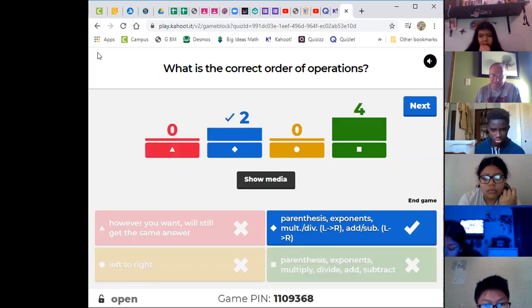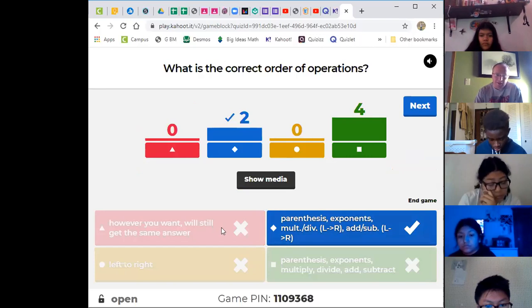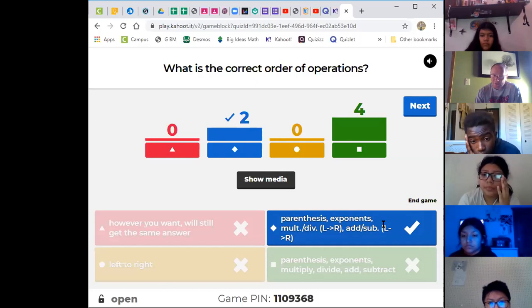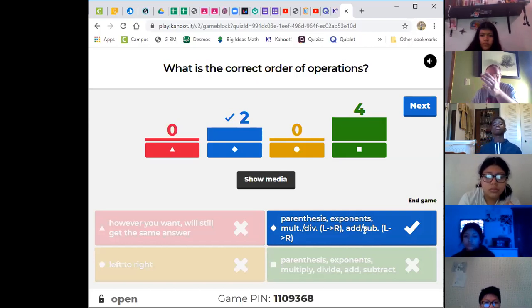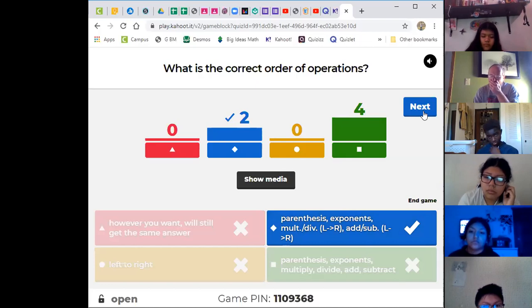All right, this is a tricky one. Remember that multiplication and division go together and addition and subtraction go together, because we could write any subtraction as just adding a negative. So we have to keep those pieces together and we just go left to right. Any questions there? All righty.